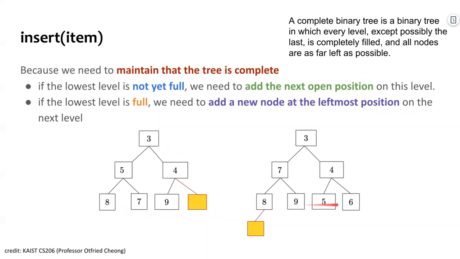And if this lowest level is full, there is no more place we can place new items. Then we are going to add a new level, the fourth level. And we are going to place new items from the leftmost position here. So this is the next place where a new item can come. And the next item will be the right child of the node 8 here. All right. So that is what complete means and how we are going to insert new items.